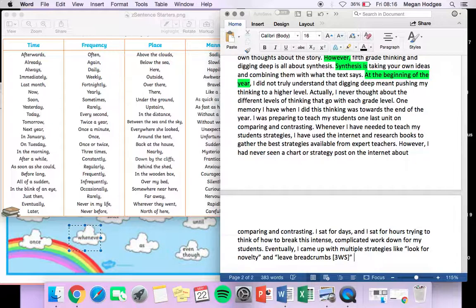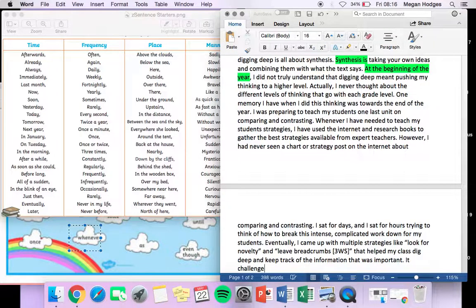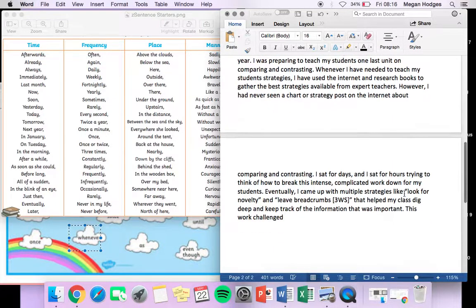Eventually I came up with multiple strategies like look for novelty and leave breadcrumbs that helped my class dig deep and keep track of the information that was important. It challenged me, this work, and I'm just writing from the heart right now, but I'm not just trying to get done typing my experience. I'm taking my time sharing my experience.